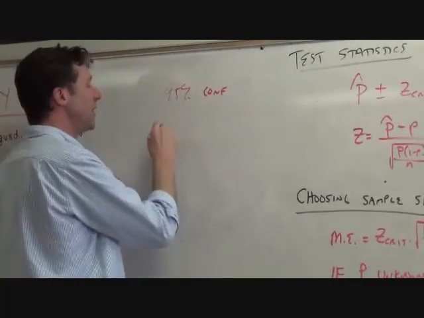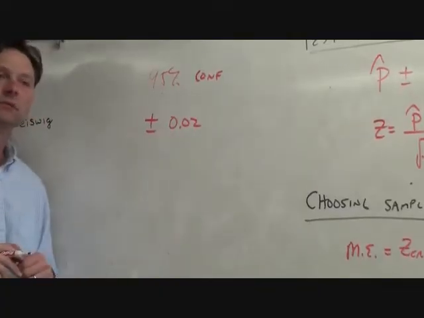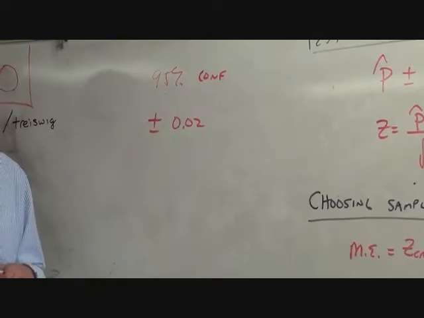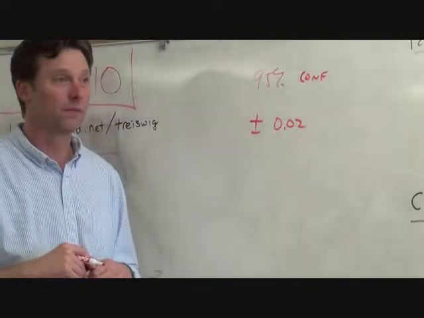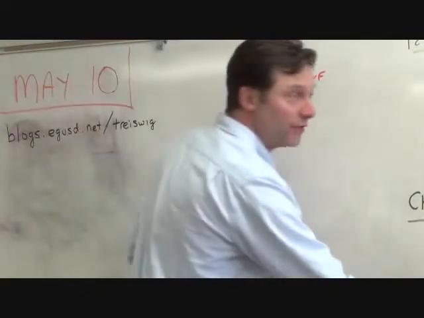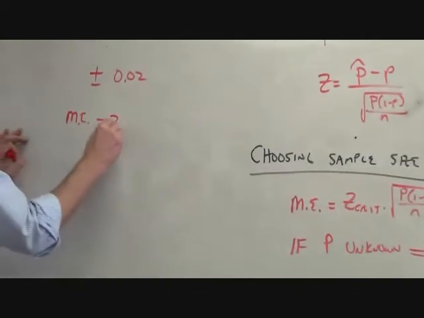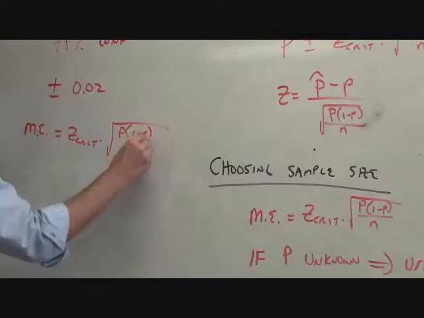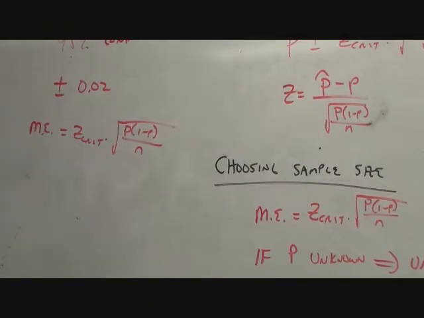I want my margin of error to be plus or minus 2%. How big of a sample do I need to take? Okay, so that's the problem that we're met with. So here's our margin of error formula. The margin of error is equal to the Z crit times, and this is the formula. Let's plug in the stuff we know.